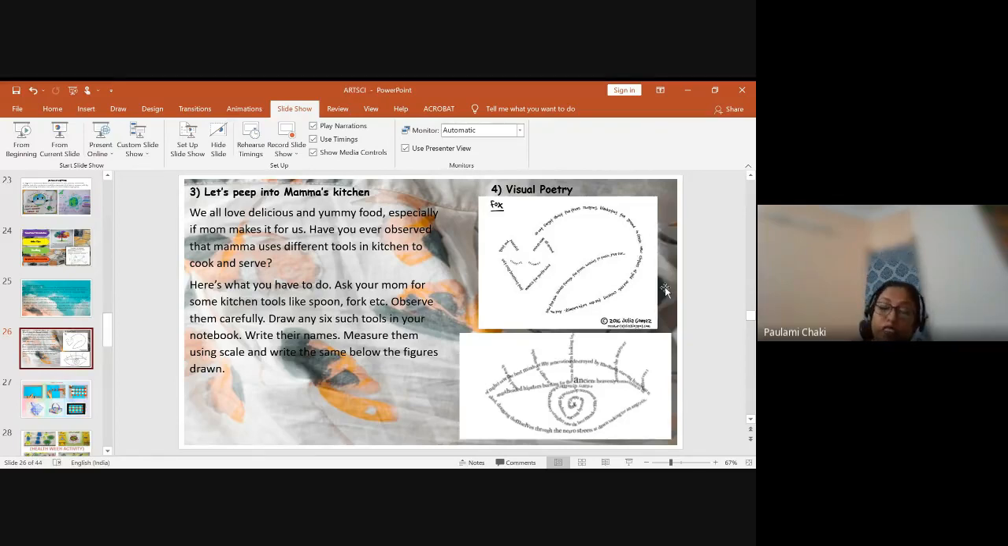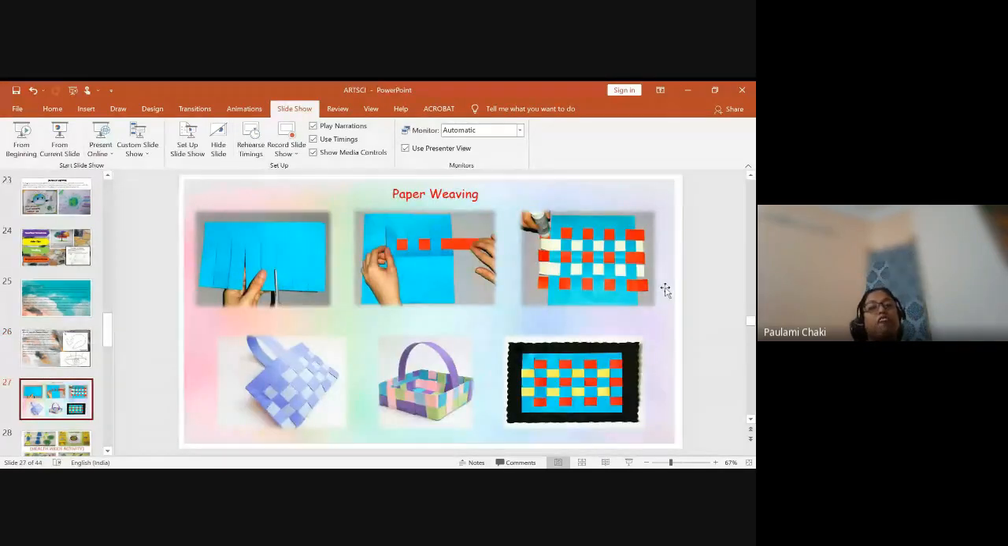And then when I was teaching fiber to fabric in grade 6 and 7, there we taught them how to do paper weaving. So in grade 6, we asked them to make table mats. Then they made those table mats, we asked them to laminate, and those laminated table mats, we asked them to present to their parents during different occasions.